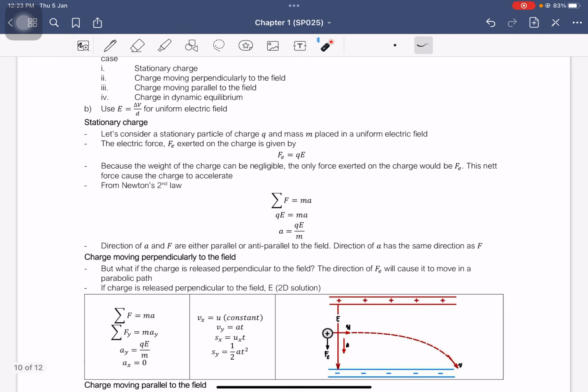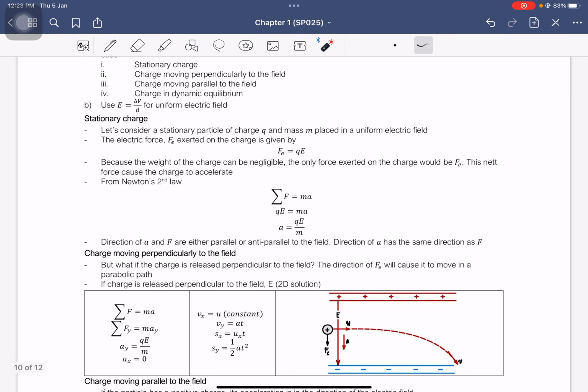Okay, so let's look first at the stationary charge. Let's consider a stationary particle of charge Q and mass M placed in a uniform electric field. This charge will experience an electric force being exerted on it. Basically, the electric force exerted on a charge placed in the uniform electric field can be calculated using this equation here. So this is an equation that you can use.